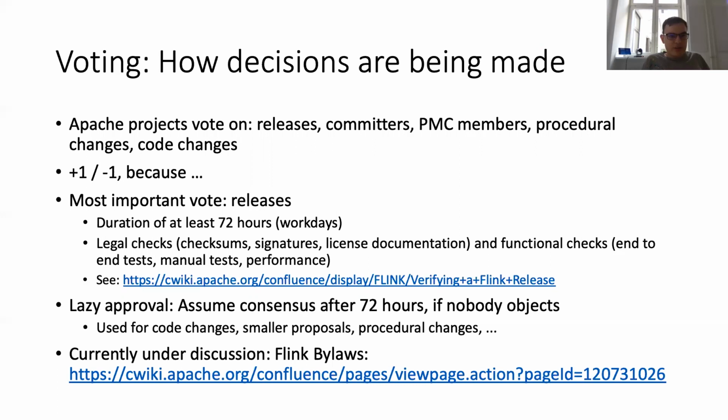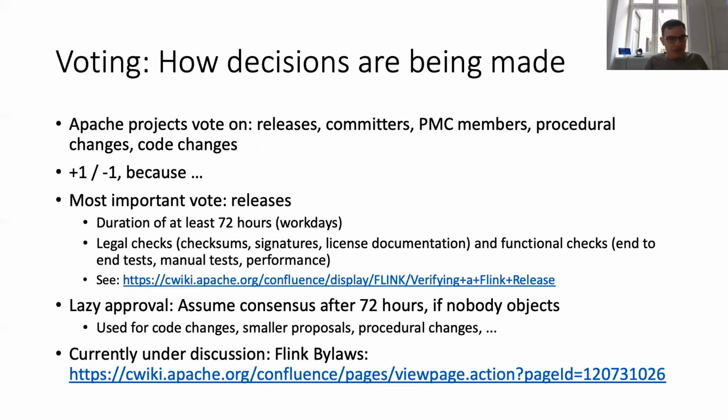So the most important thing that we're voting on are releases. Usually the duration for a release vote is 72 hours on workdays, so excluding the weekends. And during these release votes, we're doing legal checks and functional checks. These votes require consensus, so no -1 votes and at least three +1 votes by PMC members. And it requires consensus because if one person disagrees, then the whole vote is cancelled.